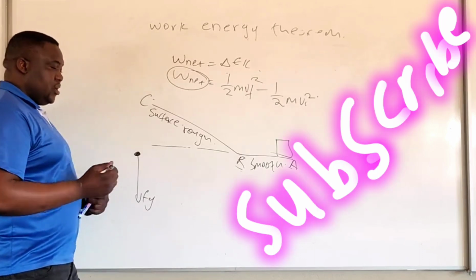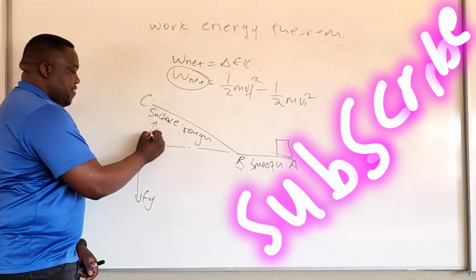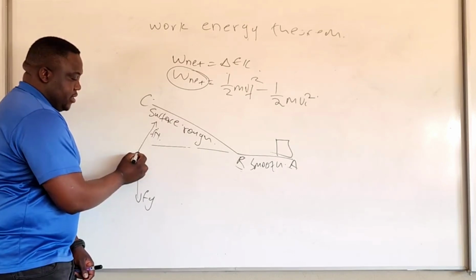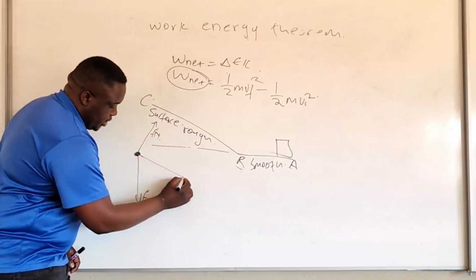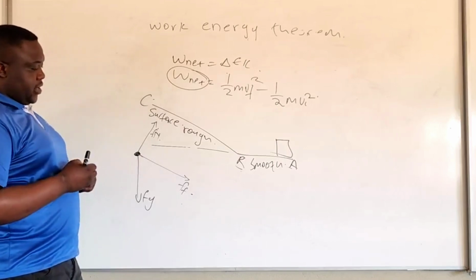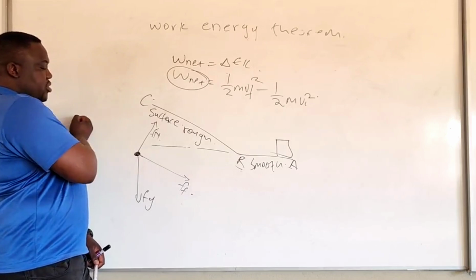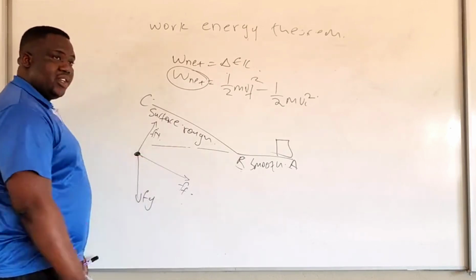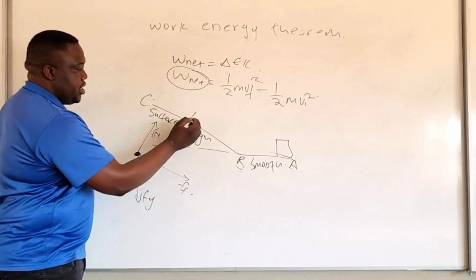Then normal force, because the object is on the surface, Fn. We're told that it's a rough surface, so it means there is frictional force. The question is, is there applied force? No, there is no applied force. There is no force which is causing this object to move. So these are the only forces which are acting on this object when it is here.